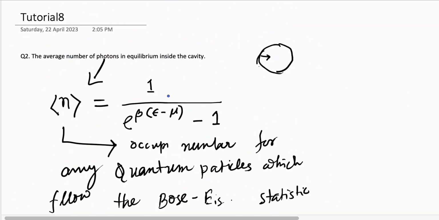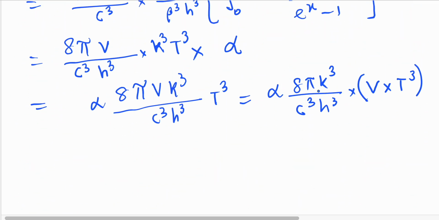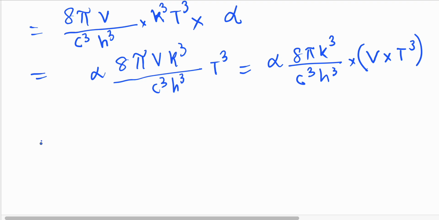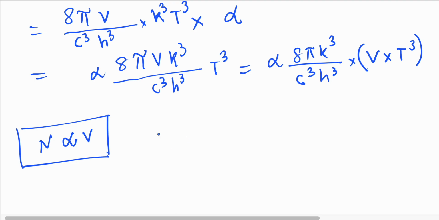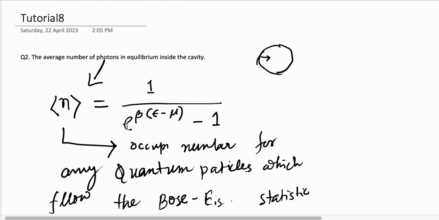is a constant, and N is proportional to V, the volume of that cavity, and the temperature cube of the cavity. So from here we can say that the average number of photons in equilibrium inside a cavity is alpha 8 pi k cube by c cube h cube, V into T cube, and it is straightforward from here that the total number of particles is directly proportional to the volume of the cavity and also proportional to the cube of the temperature. So these two things are there. So we have solved the first question.